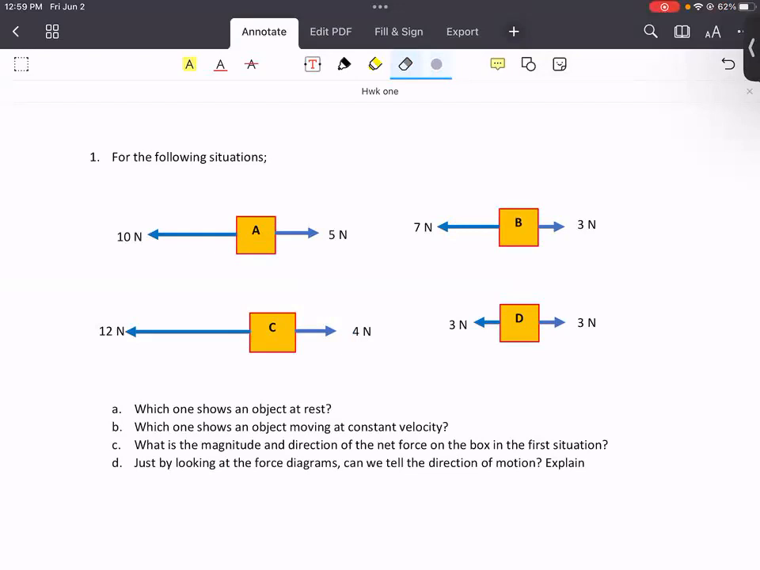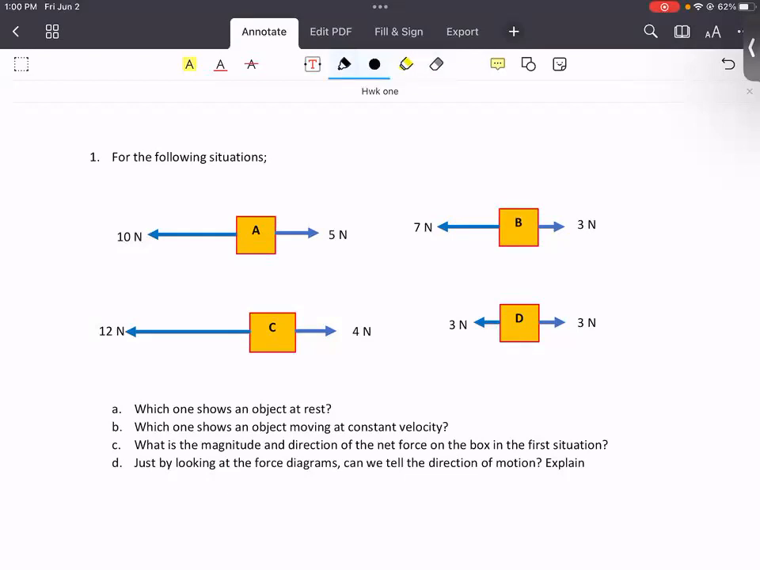We have this force diagram here, this one, this one, this one, and this one. So these are force diagrams, and we have four questions related to the four force diagrams. All right, so let's take a look at each and every question and try to answer the questions.